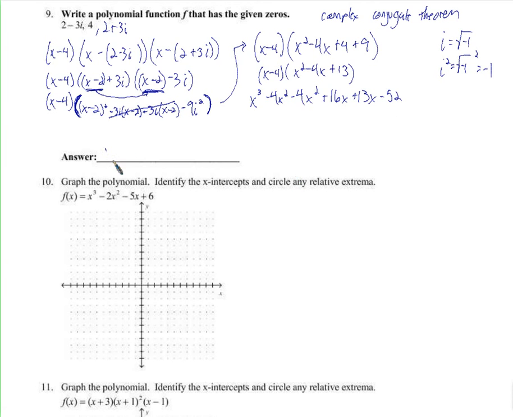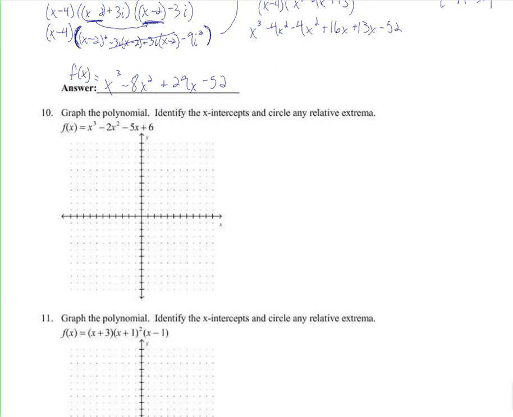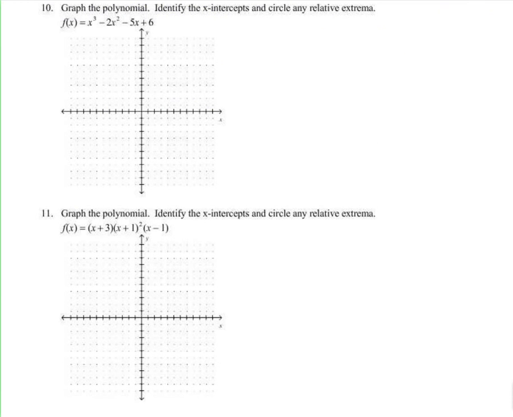And we'll combine like terms, that'll be it. X cubed minus 8x squared plus, let's see, 29x minus 52. And we could say f of x equals, and we'd have ourselves a polynomial function, input and output. Can't get output without the other side of the equal sign.